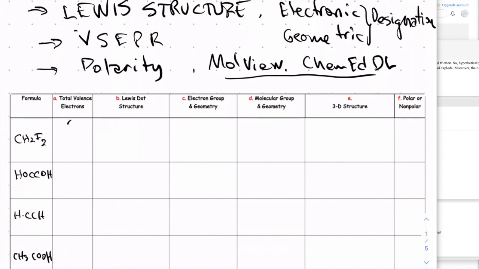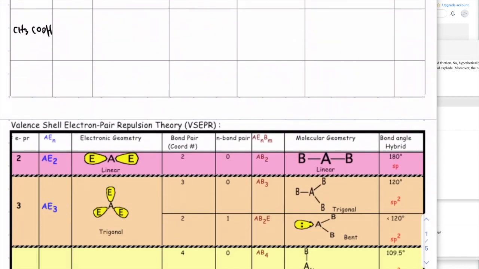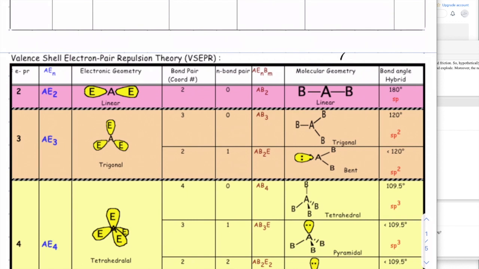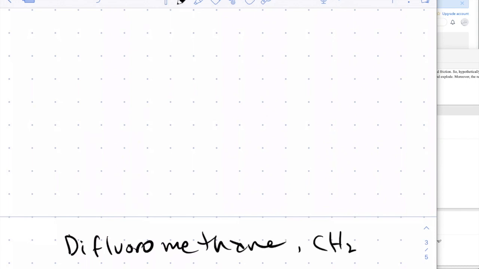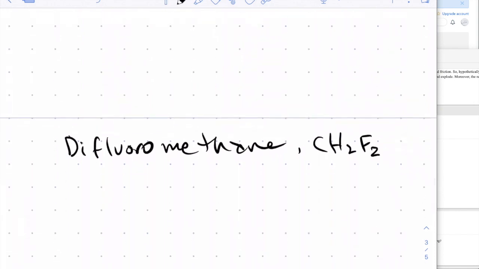We're going to determine the total valence electrons. We're going to draw the Lewis structure. We're going to determine the electron group and the geometric group, and then we'll finally finish with the 3D structure and the polarity. The tool we're going to use is this VSEPR table right here, and this will tell me what type of geometry, the electronic geometry right here, as well as the molecular geometry. And the first chemical is difluoromethane. The formula is CH2F2. This is a neutral compound.